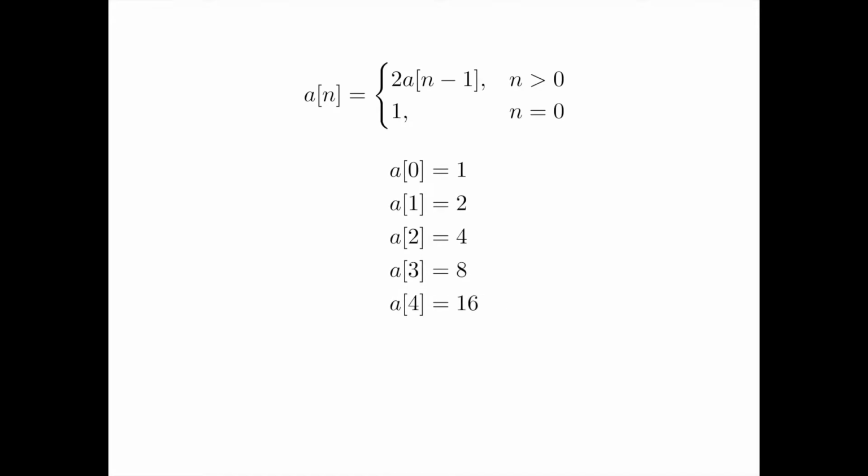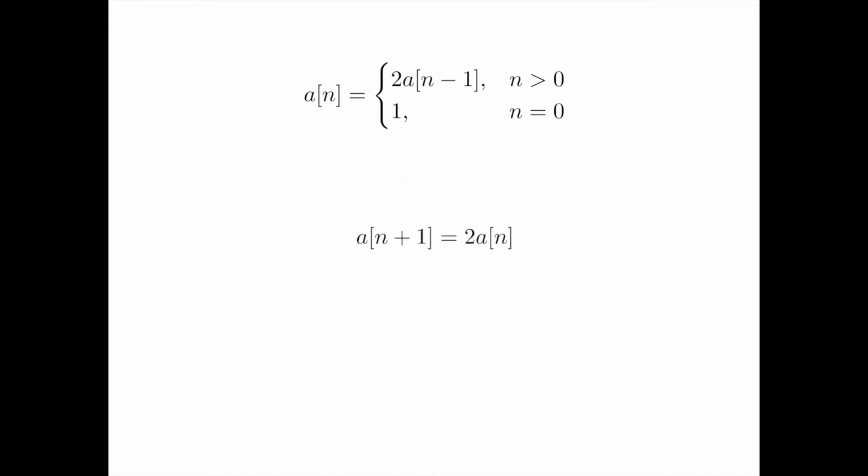By shifting the index of our definition, we get the following. A of n plus 1 is equal to 2 times a of n. We can compose this k times to get a formula for adding inputs. A of n plus k is equal to 2 to the k times a of n, which you could prove by induction if you really wanted to.